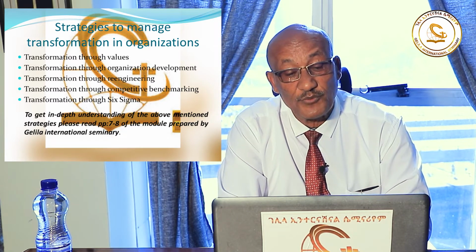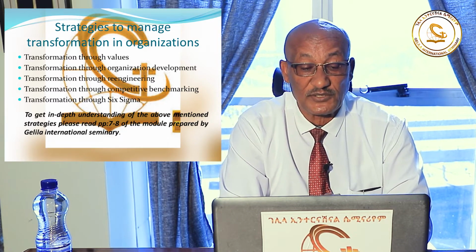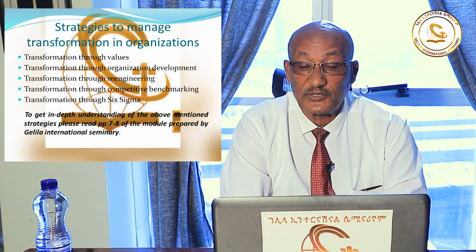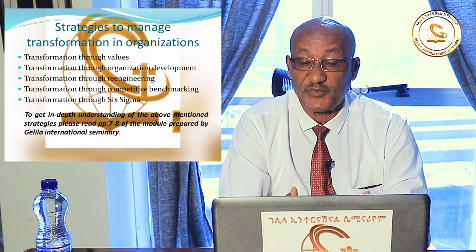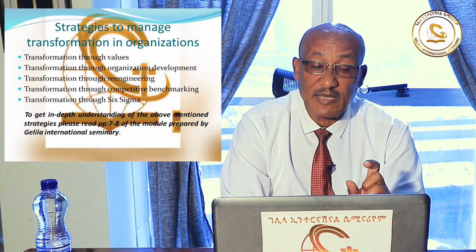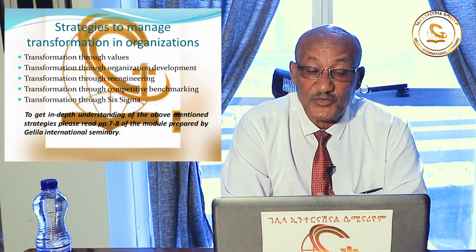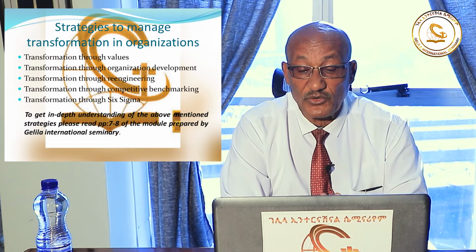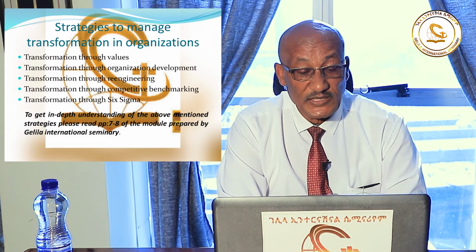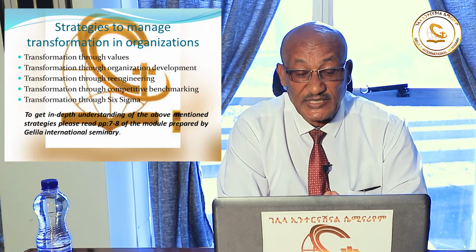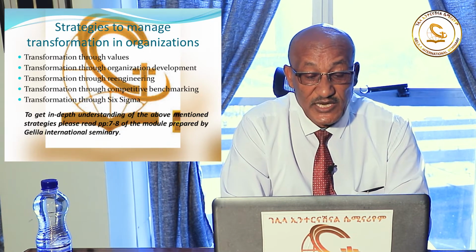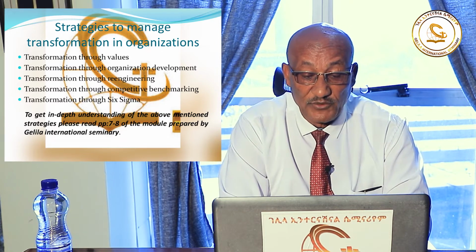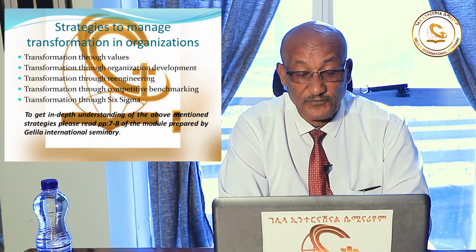Strategies to improve, to manage transformation in organizations. In order to manage transformation in an organization, there are some strategies. One is transformation through values. Second one is transformation through organization development. Third point is transformation through re-engineering. Fourth one is transformation through competitive benchmarking. The fifth one is transformation through Six Sigma.